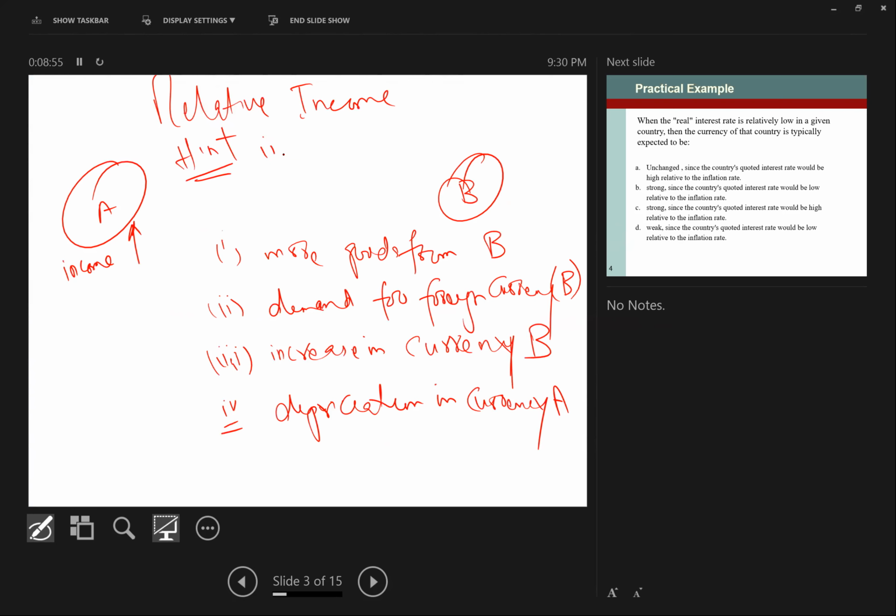So we can create a hint: where income is high, that country's currency will depreciate. Yes. Very nice.